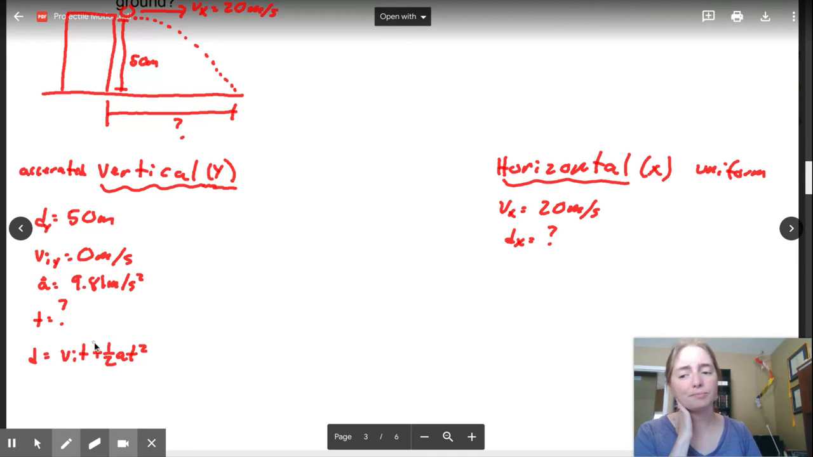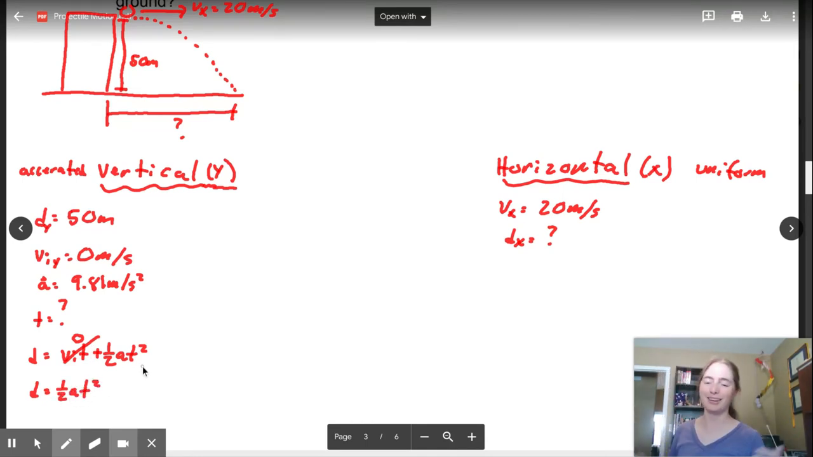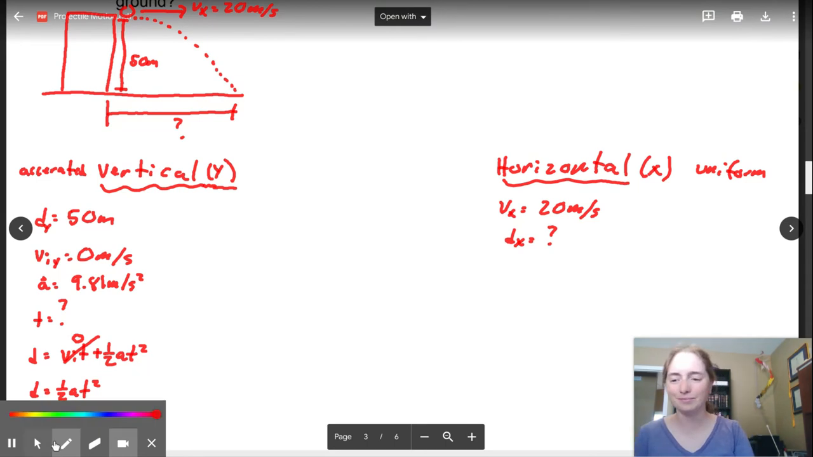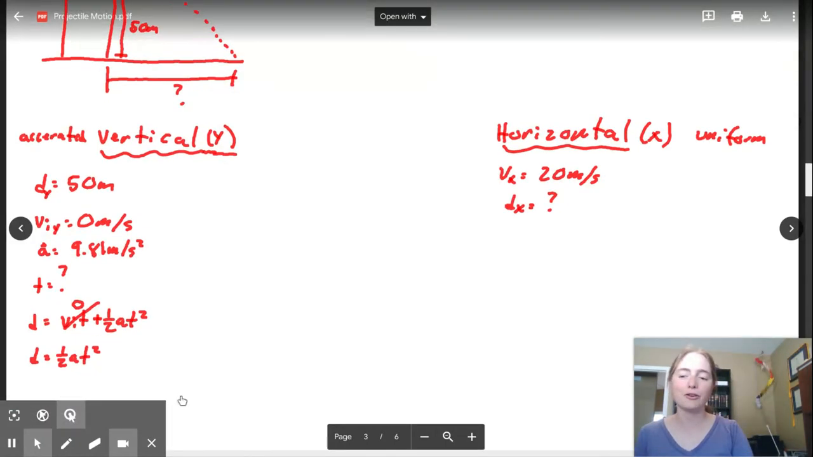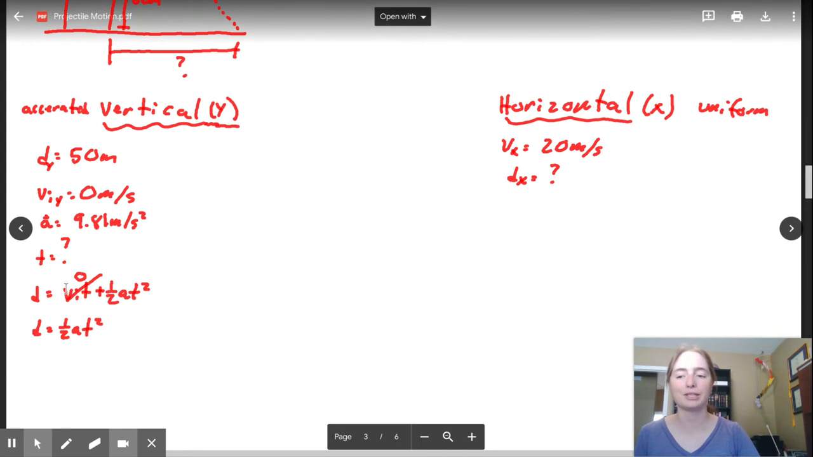But this, vi is 0. 0 times time is 0. So we are left with d equals 1/2 a t squared. That's better. Now we can solve for time. You are not ever going to have to solve for t in this equation unless the vi is 0. So then that way it cancels out like that. So you don't have to worry about finding t in 2 places like that.